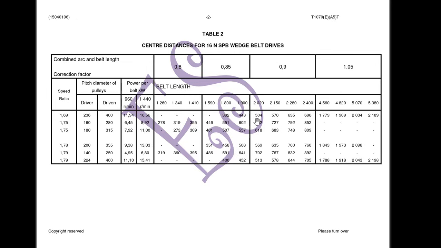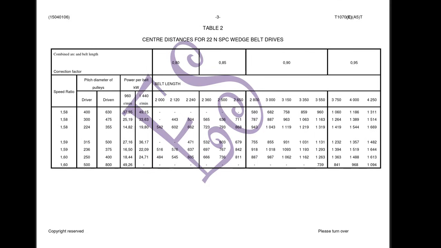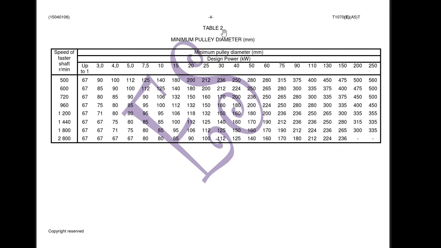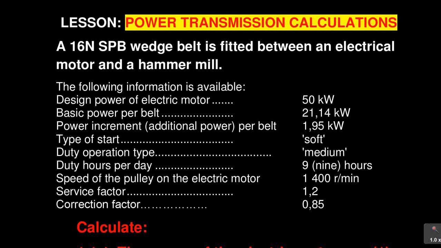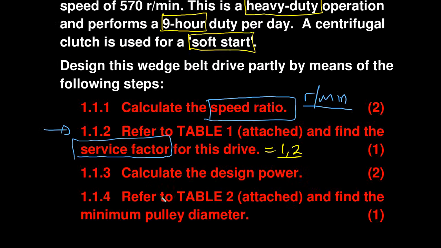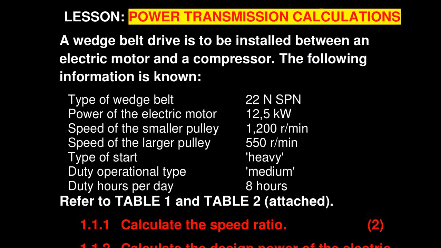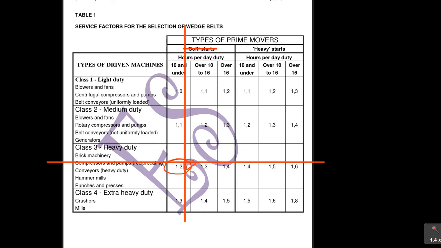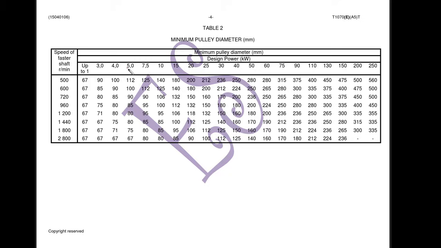You are looking for the minimum pulley diameter, and in this case you have to look at this particular table 2, as you can see, where it says minimum pulley diameter. So the one you must focus on is the one that talks about the minimum pulley diameter. Now if you go to the question again, it says refer to table 2 attached and find the minimum pulley diameter. Now you need to study this particular table and see what it actually requires. And this table requires two things.